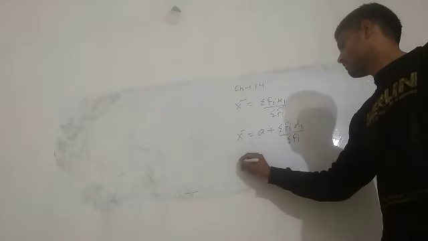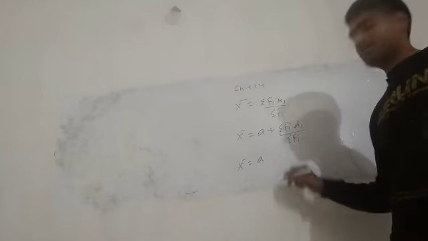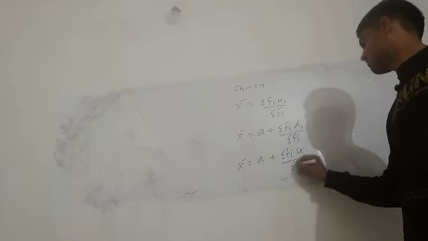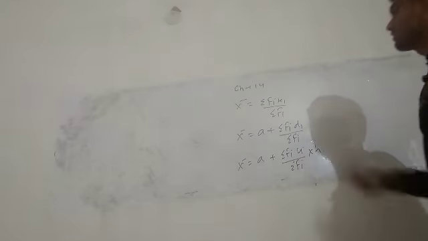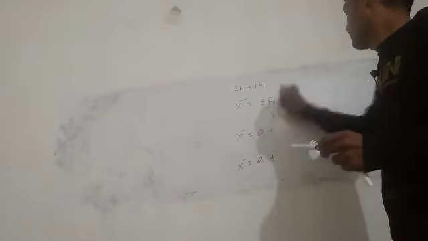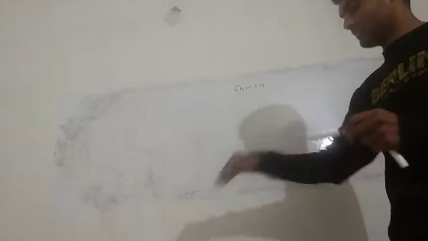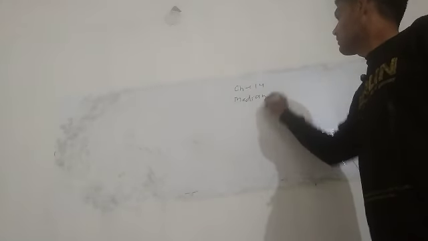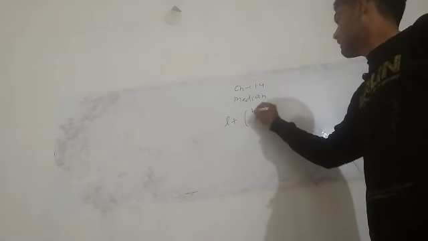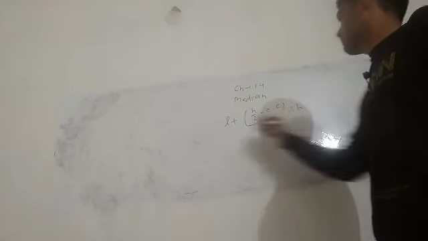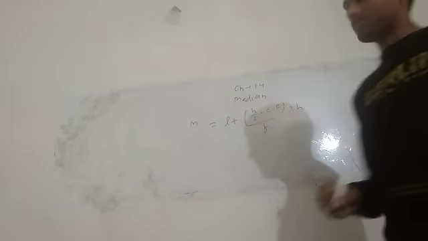Next method is step deviation. So this one is a plus summation fi ui upon summation fi multiplied by h. These are the formulas of mean. Next, median. Median is what? Median is L plus (n upon 2 minus Cf) upon f multiplied by h. This one is median when class interval is given.